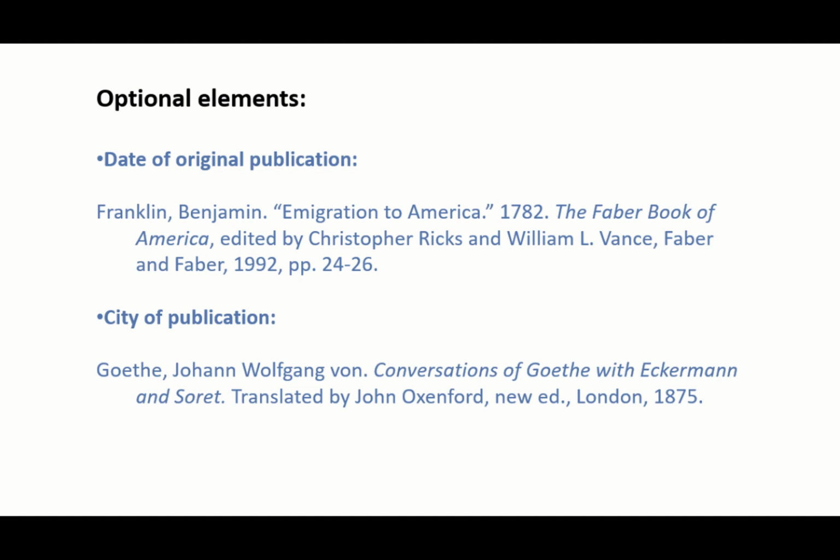Also, sometimes you might want to include the city of publication. Once again, this second example is an older source from 1875. The reason they included the city of publication, London, right here, is because they were citing a translated version. Like I said, for the purposes of this class, since this isn't a literature class, you likely won't be running into these elements within your citations, but I wanted to go over them so that you're aware if you see them.